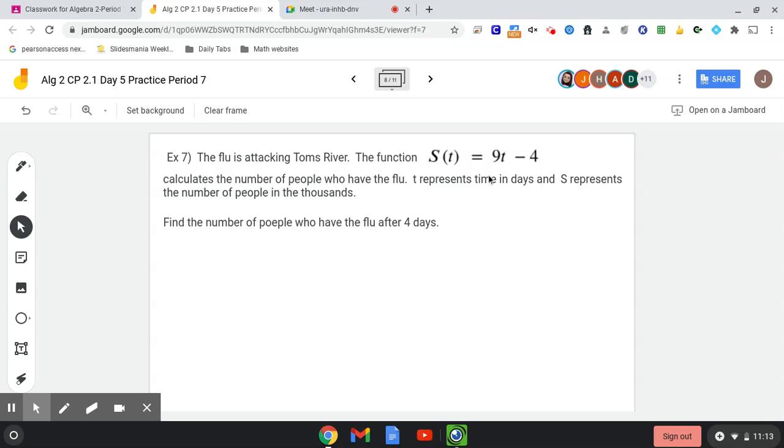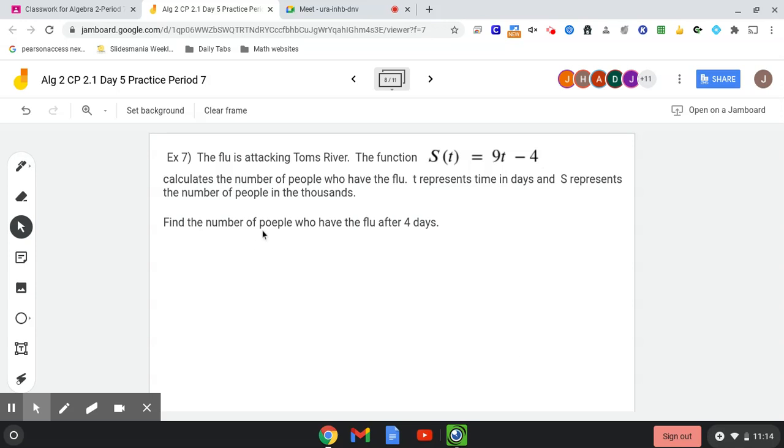So guys, get this. Let's say how many people had the flu after 10 days. So you'd plug in 10. It would be 9 times 10 is 90, minus 4 is 86. So that means after 10 days, 86,000 people have the flu, okay? The number that comes out has to be translated into the thousands.